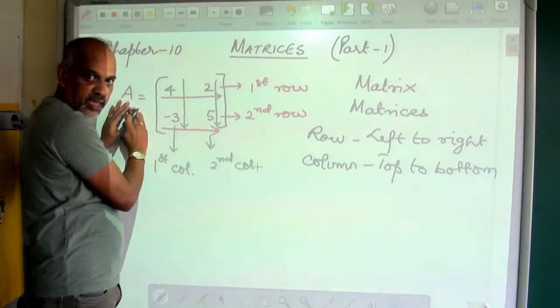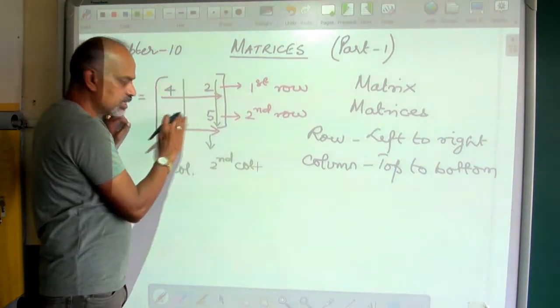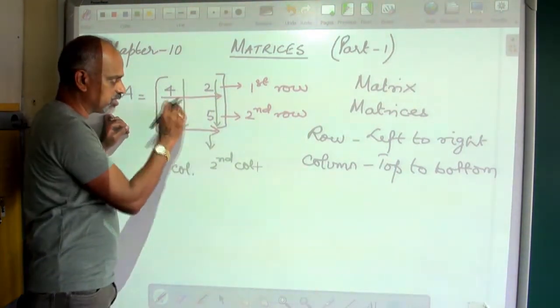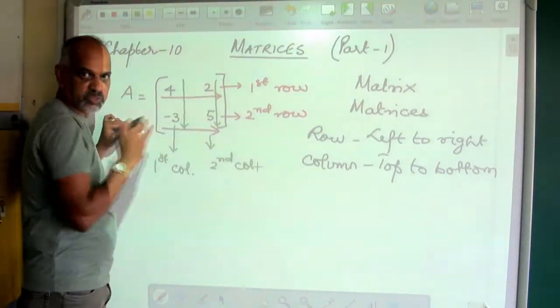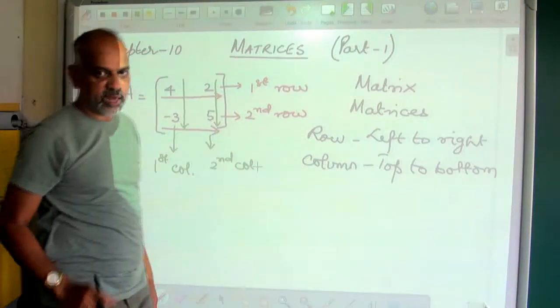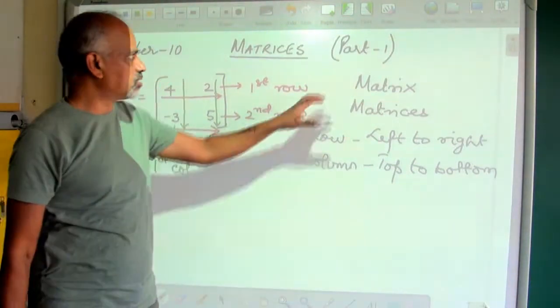So matrix A has 4 elements. These 4 elements are arranged in 2 rows. There are 2 rows and 2 columns. So anything that can be arranged in rows and columns is called a matrix.